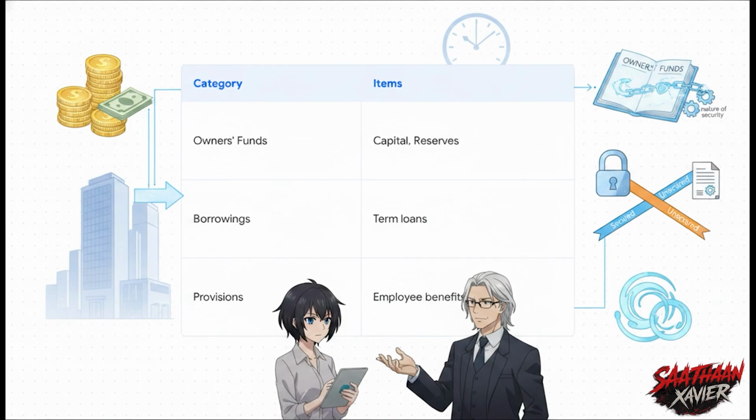But here is a really crucial detail. There's a strict requirement for borrowings. Whether they are long-term or short-term, borrowings absolutely must be subclassified as either secured or unsecured. Plus, the specific nature of that security has to be stated. Why? Because lenders and regulators want to know exactly who is standing at the front of the line to get paid if the business unfortunately goes under.